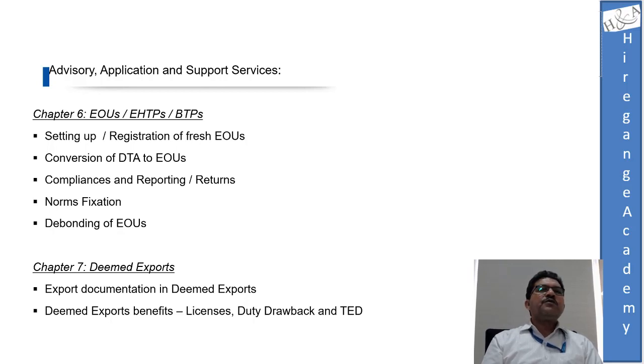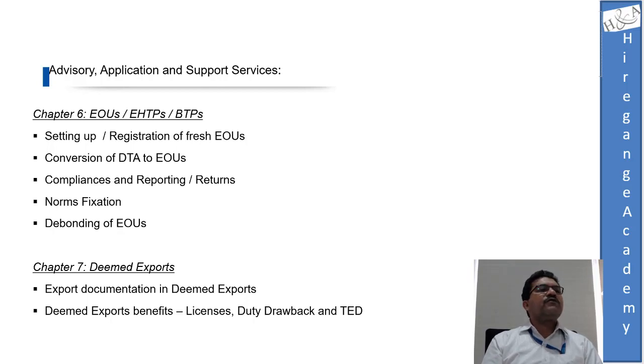EOUs, EHTPs, BTPs, these are all different types of organizations which have been formed specifically to promote exports, where one could import the capital goods as well as the inputs necessary without paying any customs duty or any IGST. So setting them up, registration, and at times I already have one unit and want to convert it into an EOU. I had a domestic unit which I want to convert to an EOU. These conversions are required. Compliance and reporting requirements are there.